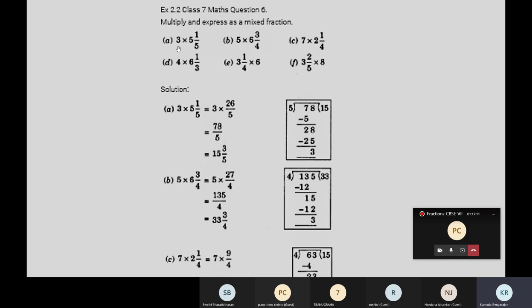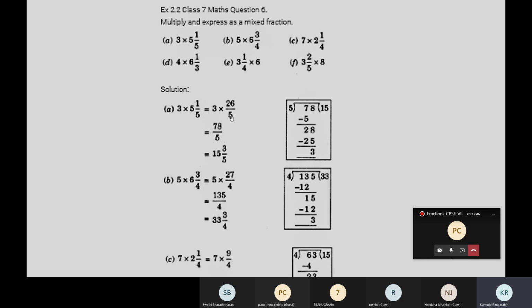Now see this one. I think we've already discussed this. 3 into 5 1 by 5. So you know you have to write this as a mixed fraction. 5 1 by 5 is 26 by 5. Do we know this, children? Okay, let me just do it again. So 3 into 5 1 by 5. How do we multiply this? Write this as an improper fraction. So 26 by 5.